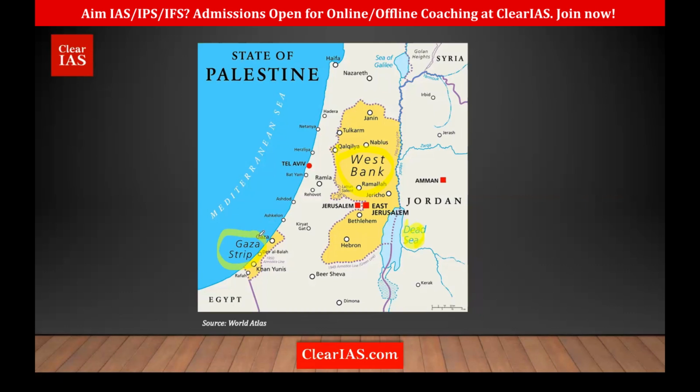Okay, clear. Then on the east side we have the West Bank, and on the west side we have the Gaza Strip. The Gaza Strip has a border with Egypt, and the rest is Israel and the Mediterranean Sea. On one side there is the Mediterranean Sea, Egypt, and Israel. And on the other, we have Jordan here and the Dead Sea. So the State of Palestine has two strips, the Gaza Strip and the West Bank. The West Bank is on the east side. Okay, clear?